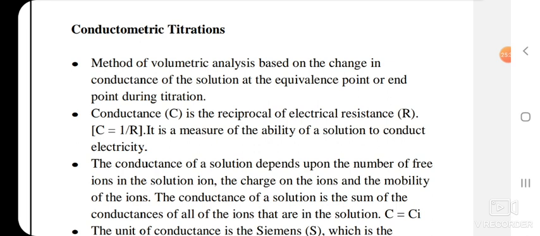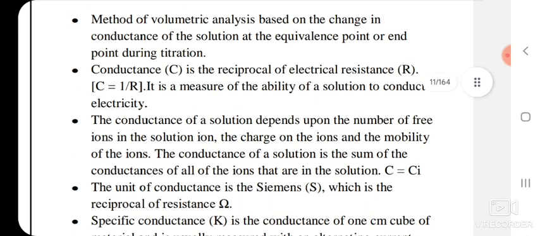Conductometric titrations. This method of volumetric analysis is based on the change in conductance of the solution at the equivalence point or end point during titration. Conductance C is the reciprocal of electrical resistance R, C equals 1 upon R. It is a measure of the ability of a solution to conduct electricity.